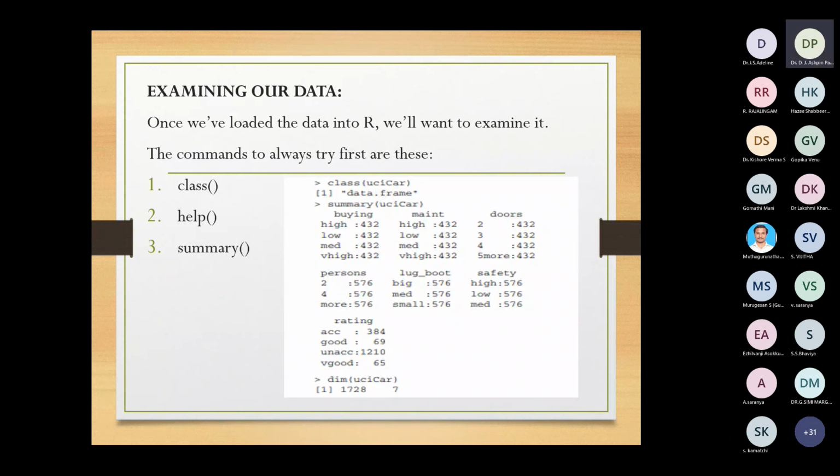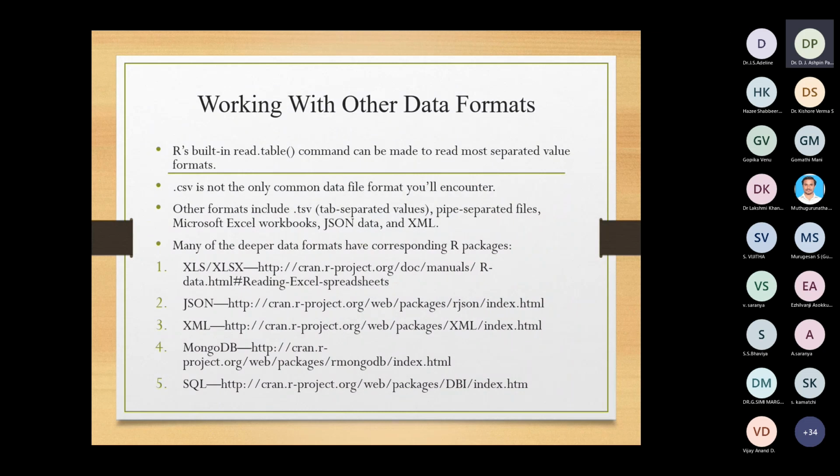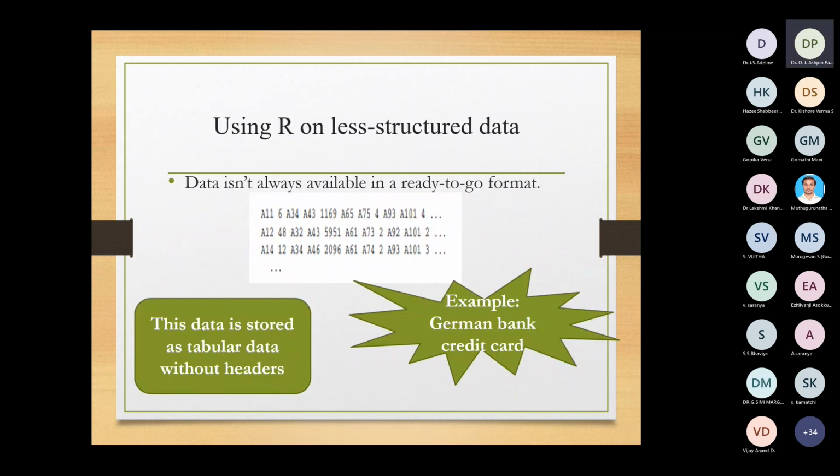I told you that read.table you can use to load CSV and tab-separated files. Even if you want to load other data file formats, you can, which includes XLS. For that, we have corresponding packages. And next step. Previously we have seen that if you want to work with well-structured data, you just need to load it and then you can go for the model. And if it is not well-structured like this, what do you have to do?